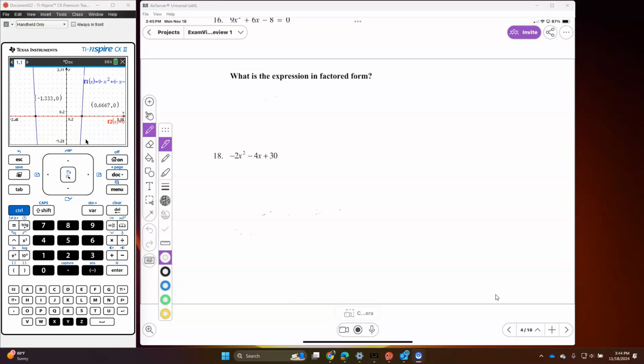Anytime you're going to factor a quadratic like this, you want to check if you can factor a greatest common factor. In this case, you can. You can factor negative 2. So you're left with x squared plus 2x minus 15. So if you want to check, you just have to distribute the negative 2. Negative 2 times x squared gives you negative 2x squared. Negative 2 times 2x gives you negative 4x. And then negative 2 times negative 15 gives you positive 30.